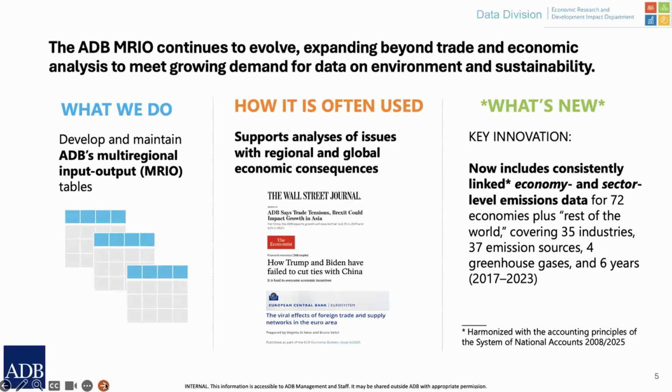This year, the release includes economy and sector-level emissions data for 72 economies, plus rest of the world, covering 35 industries, 37 emission sources, 4 greenhouse gases for a period of 6 years between 2017 and 2023. And of course, this is harmonized with the accounting principles of the system of national accounts.